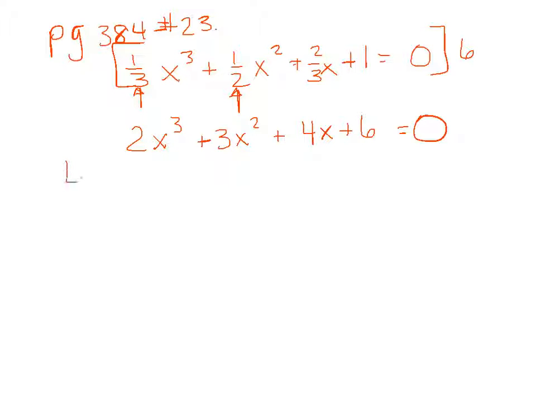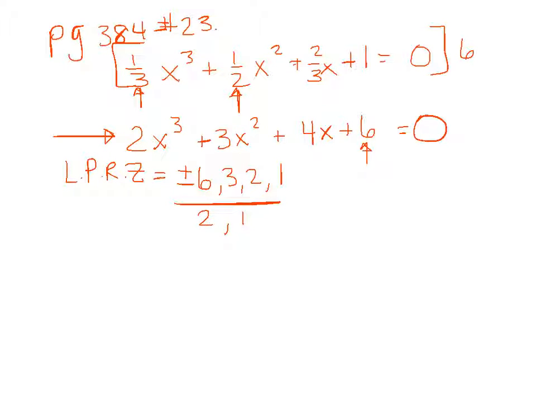So the list of possible rational zeros is going to be plus or minus this last number and its factors, 6, 3, 2, and 1, over this first number 2 and its factors, 2 and 1. So I'm going to start with the easy ones first and test them. I'm just going to take all these numbers and start testing them until I get the solution. But there's one other clue I can use.